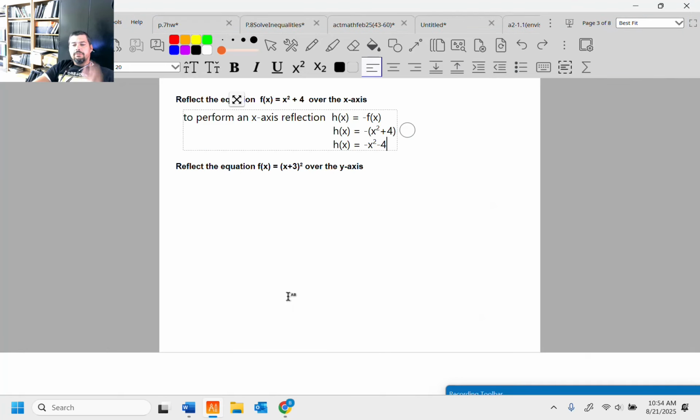Anywho, reflect the equation f of x equals x plus 3 quantity squared over the y-axis. Now, these can be fun, and this is a square, and I don't know that squares are the best thing to teach about horizontal reflections. To do a y-axis reflection, all you have to do is negate x, because now it's taking all the positive numbers that you feed it and making them negative. I don't know if that makes any sense to you or not.